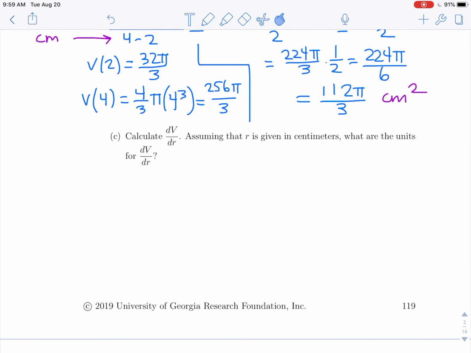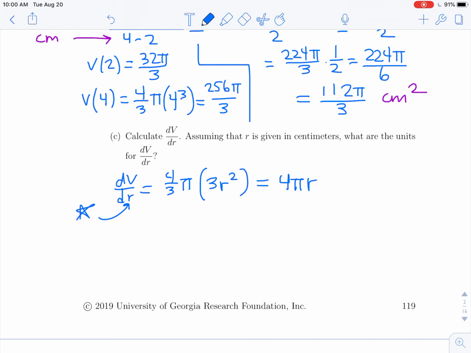Part C says calculate dV over dr. Assuming that r is given in centimeters, what are the units for dV over dr? So dV over dr is going to be, use the constant multiple rule, 4/3 pi times the derivative of r cubed, which is 3r squared. Did you put an r here instead of an x? You should have an r there because your variable that you're differentiating with respect to is r here. So dV over dr simplifies to 4 pi r squared.